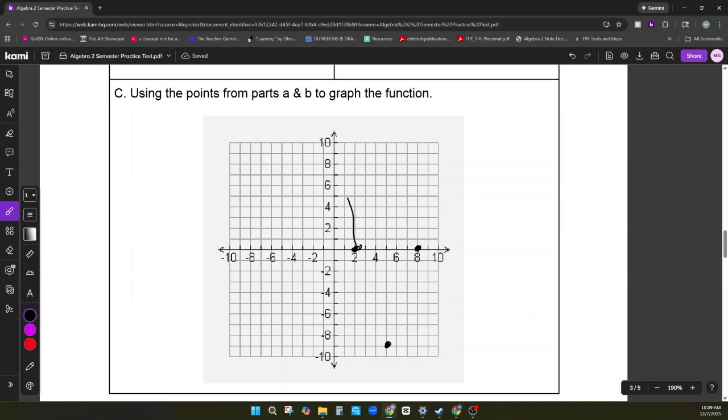And from there, I need to go ahead and make my graph. I'm going to connect all my points, make sure that it's U-shaped. Don't want any sharp V's. That's not going to be a parabola, and we need a parabola for a quadratic function. And that's going to be it for number 3.